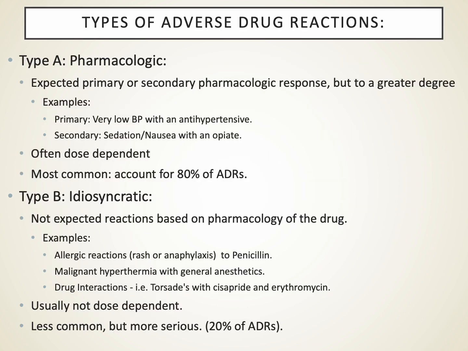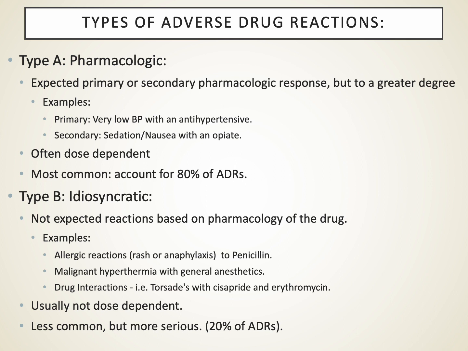The types of adverse reactions, there are different ways that we can think about these. The first type, one way to think about it, is that it is a pharmacologic or type A type of adverse drug reaction. And you don't necessarily need to be familiar with this terminology, type A or type B, but a type A or pharmacologic adverse reaction is something we would almost expect.